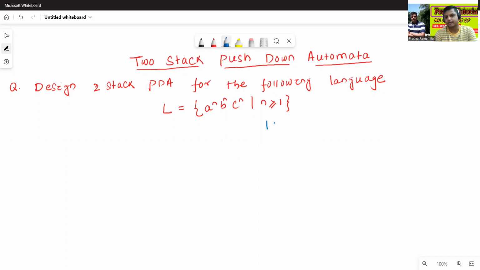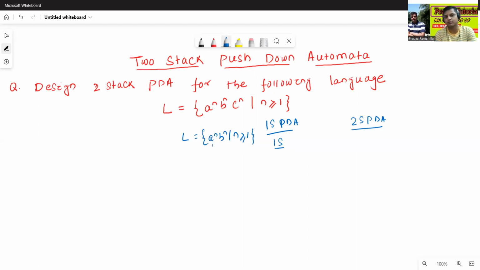One-stack PDA and two-stack PDA. What is the difference? In the case of one-stack PDA, we generally use only one stack, or we can say one memory. For example, language L = a^n b^n, where n is greater than or equal to 1. Here, how many comparisons will be required?